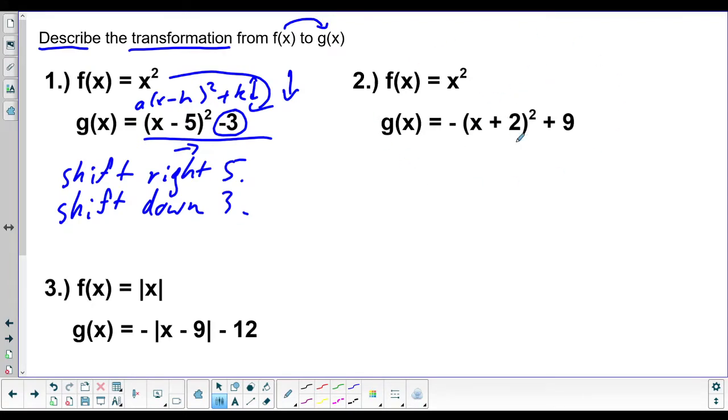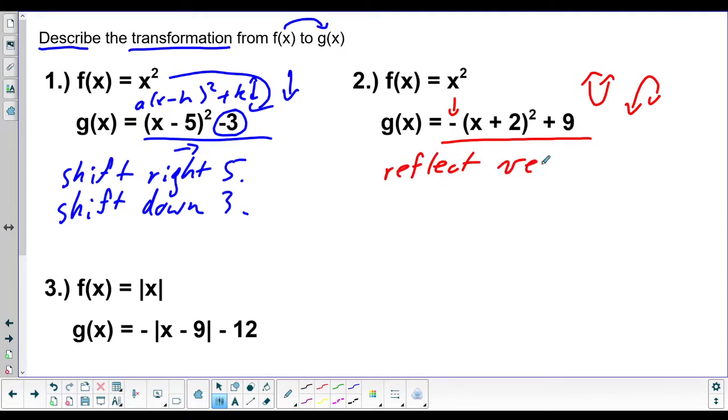Excellent. All right. Let's look at this other example here. Same idea. We want to know what transformations are happening to this g function compared to the f function. So now we have this negative sign here. What we're going to say for this negative sign is it's going to take our parabola and flip it upside down to be a U. So we're going to say reflect vertically.